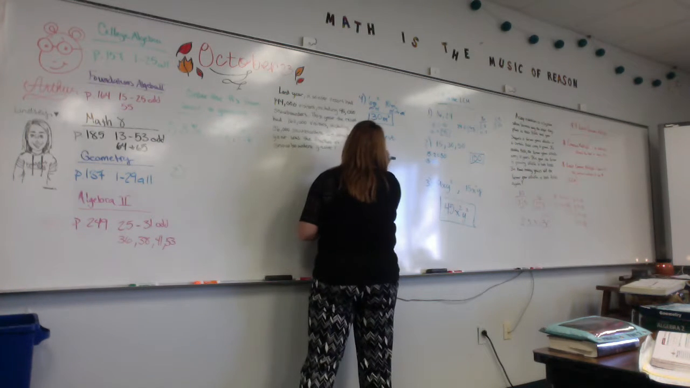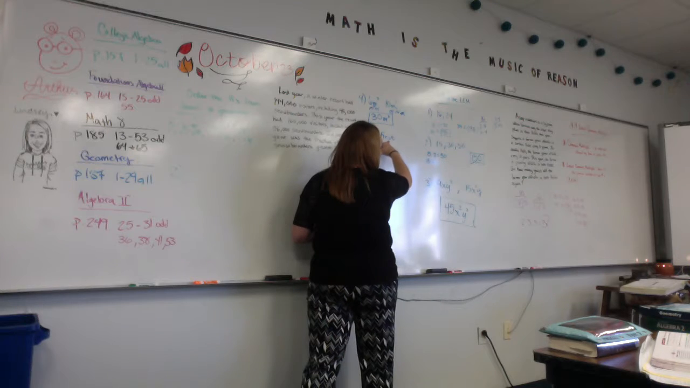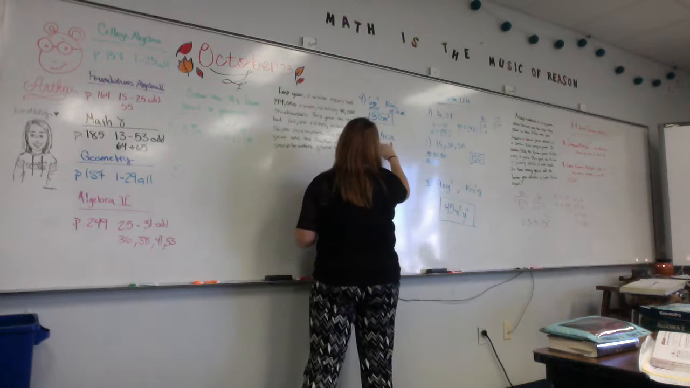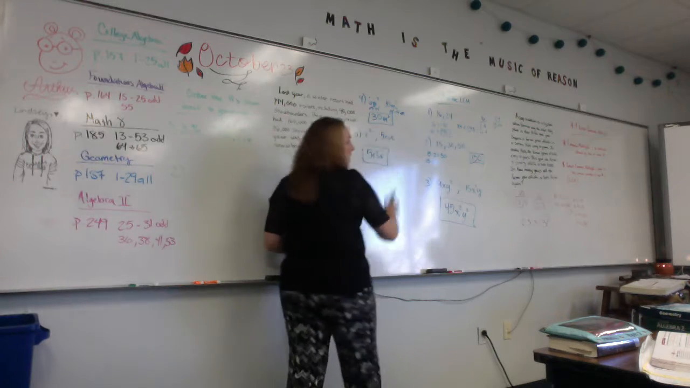What is my least common multiple between r squared and r? R squared. What about between nothing and s? And what about between nothing and t? There's your least common multiple.